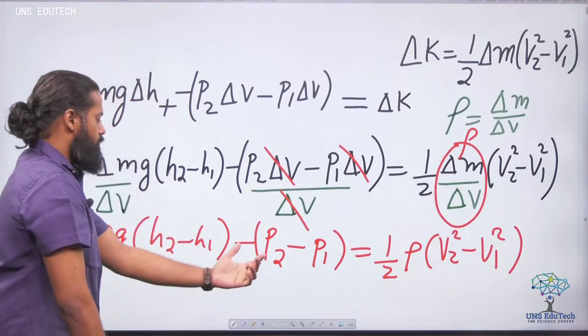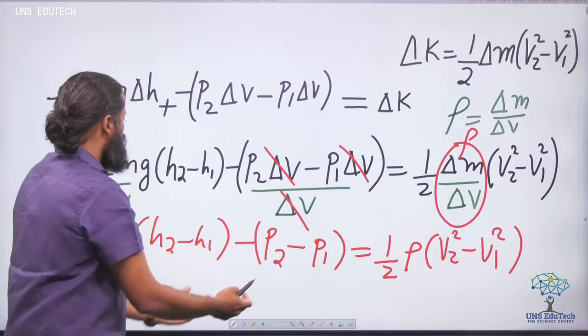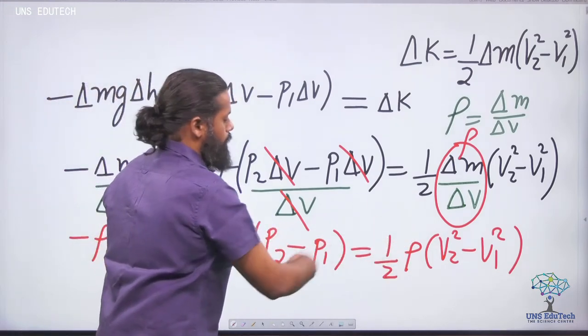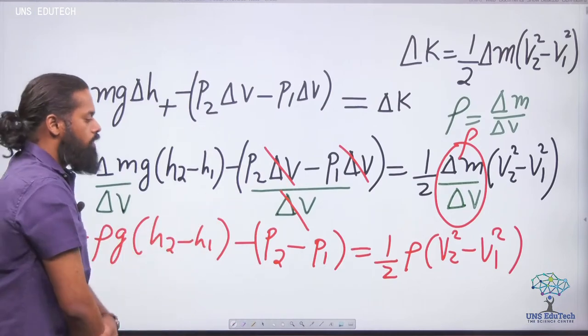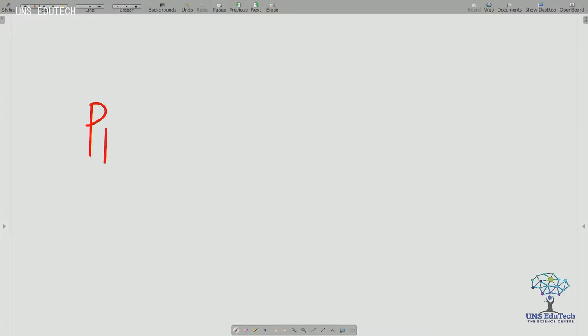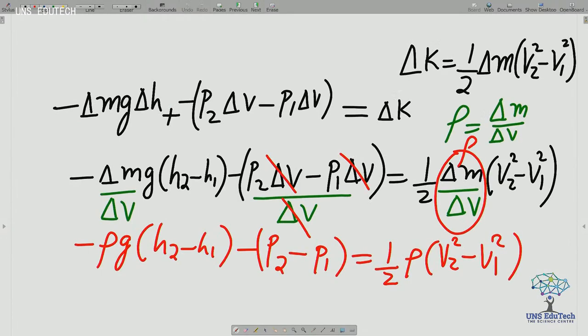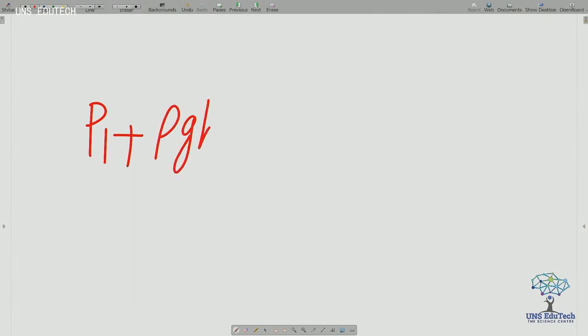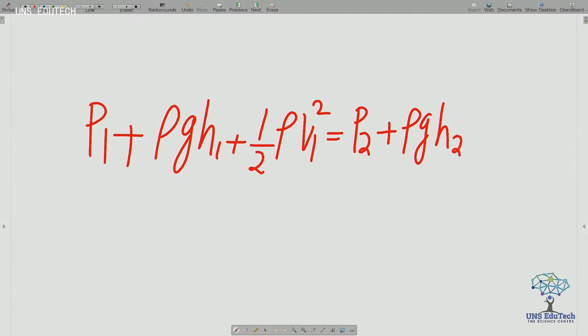Now you do one thing. Rearrange all the P1 on one side and P2 on the other side. If you rearrange this, you can see a nice equation. P1 plus rho into g into h1 plus half into rho into v1 square will be on the left hand side, and the right hand side will be P2 plus rho g into h2 plus half into rho into V2 square.